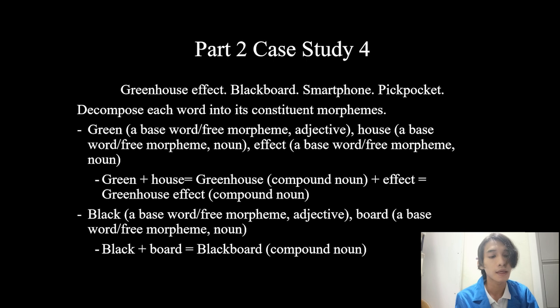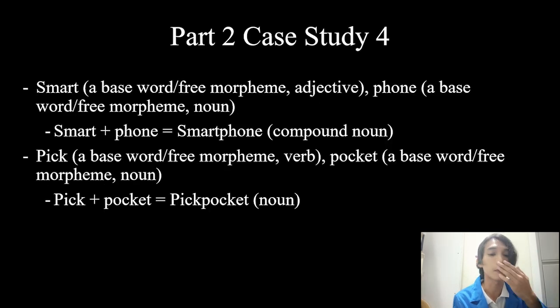Then board, a base word, free morpheme, is a noun. And when black and board become one, it becomes blackboard, a compound noun. And the third one, smart, a base word, free morpheme, is an adjective. With phone, a base word, free morpheme, is a noun. If smart and phone combine, it becomes smartphone, a compound noun.